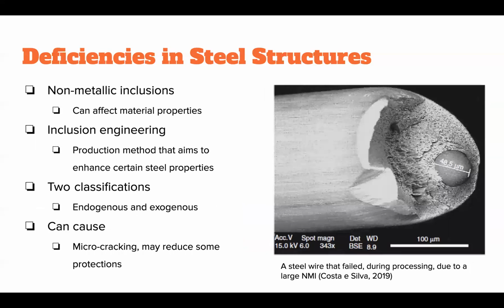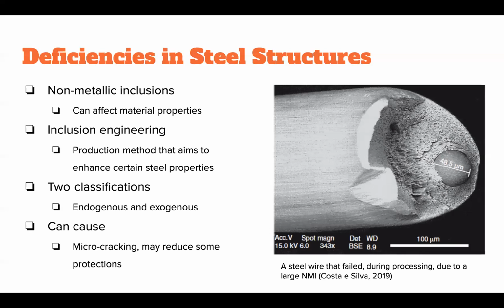For instance, steel production itself can result in material deficiencies that reduce its effectiveness and may result in a shorter than expected design life. Non-metallic inclusions, or NMIs, which are a product of chemical reactions, basically just occur during the melting and pouring process. They have a large effect on material properties such as strength and ductility. Inclusion engineering is a production method that aims to enhance certain steel properties through the development of specific inclusion types.